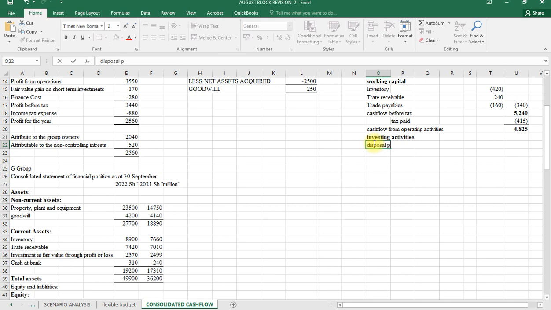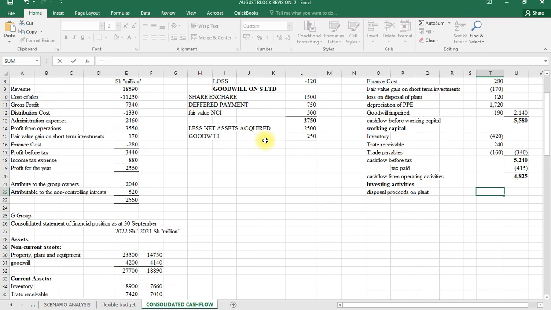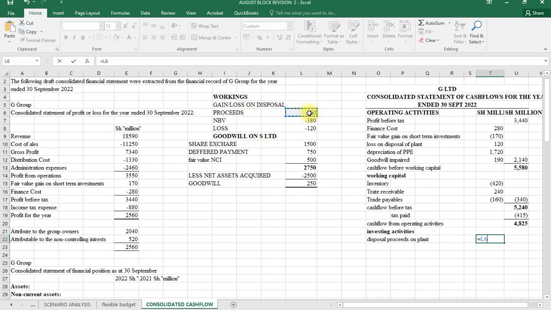Disposal proceeds on plant. We sold plant, and plant we sold it for what? We had a proceed here. Yeah, proceeds of 260. We sold plant for 260. That's what we received, and we had the gain. Fair value gain on short term. Here I'll put it as a positive. I'll put negative because it's already negative to convert it. Yeah, we had the gain, fair value gain, and we acquired some assets.